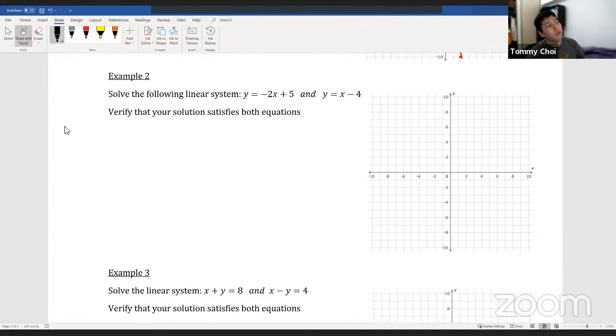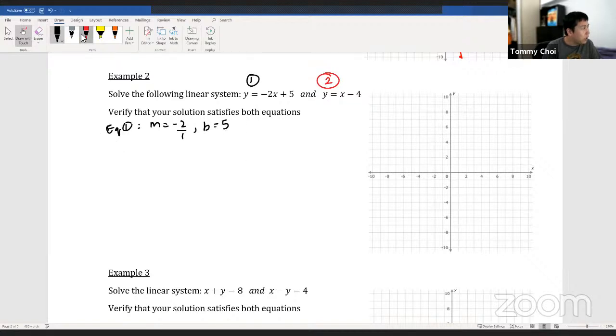Example 2. Solve the following linear system. We have y equals negative 2x plus 5 and y equals x minus 4. So once again, I'll call this equation 1 and call this equation 2. We'll do the same thing. For equation 1, the slope is negative 2 over 1 and the y-intercept is 5. For equation 2, the slope is 1 over 1 and the y-intercept is negative 4.